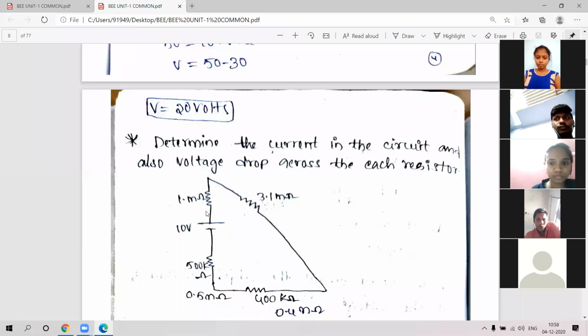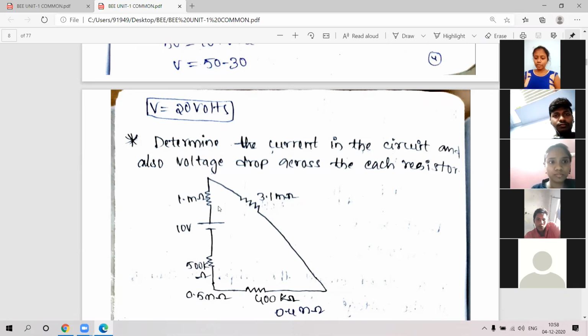So this is the positive terminal at 10 volts, and this small line indicates the negative. So current flows from positive to negative, and I can find the current. I is equal to V by R, Ohm's law. What is Ohm's law? V is equal to I R, or I is equal to V by R.